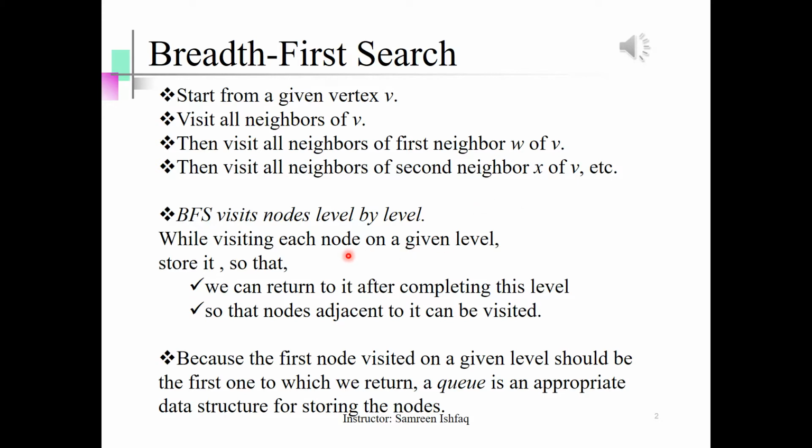While visiting each node on a given level, we will store that node. So after completing that level, we can return to it and start visiting all the nodes that are adjacent to that node. Because the first node visited on a given level should be the first one to which we return. For that purpose, we will use a queue data structure because it is based on the first come, first served property.